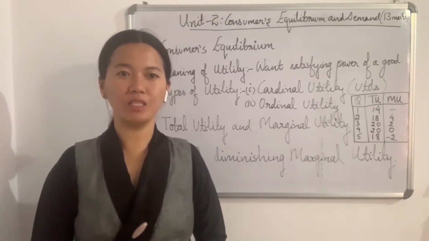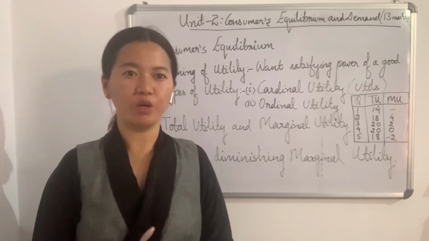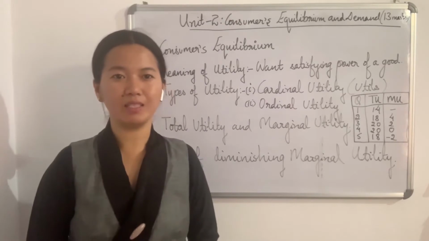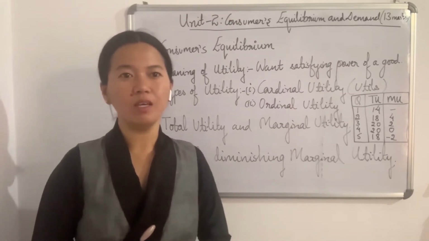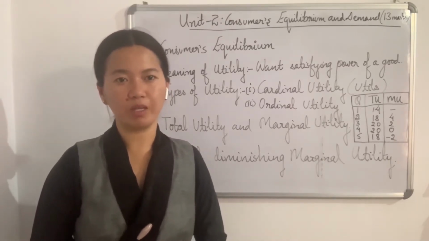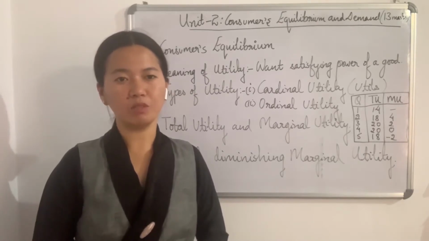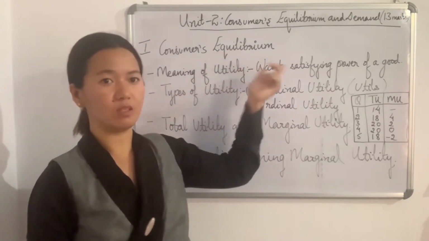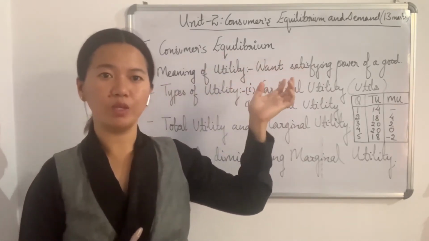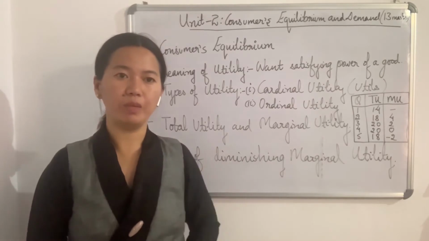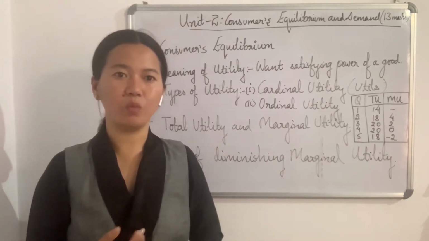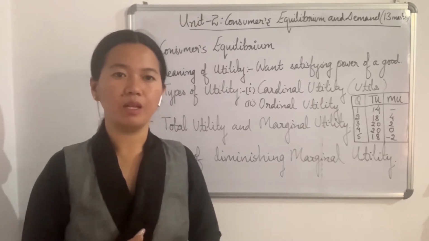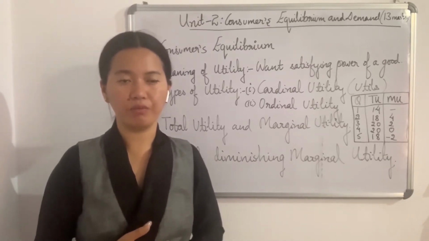In the first session, we learned unit 1 of microeconomics, which carried 4 marks in the exam. And in this second session, we will learn the second unit of microeconomics, which carries 13 marks in your annual exam, and it is consumer's equilibrium and demand. In this second unit, we have 3 main concepts. The first one being consumer's equilibrium, the second one is indifference curve analysis and budget line, and the third main lesson is demand curve.